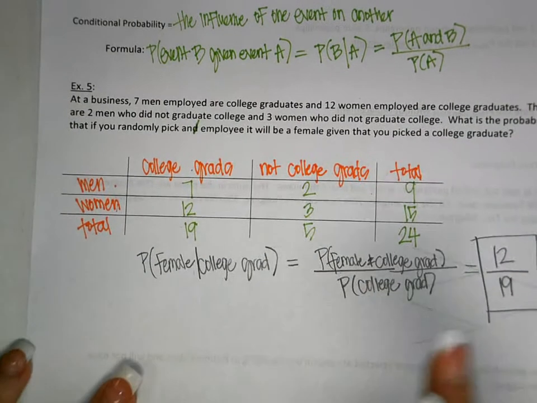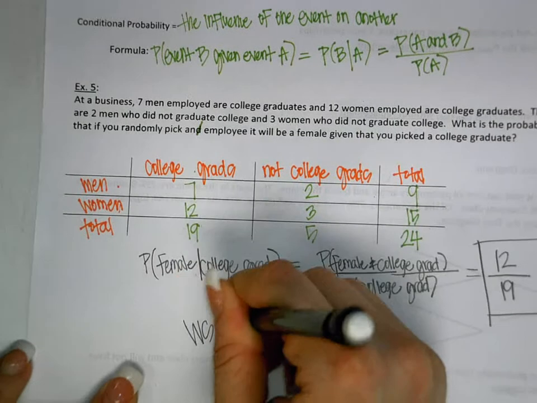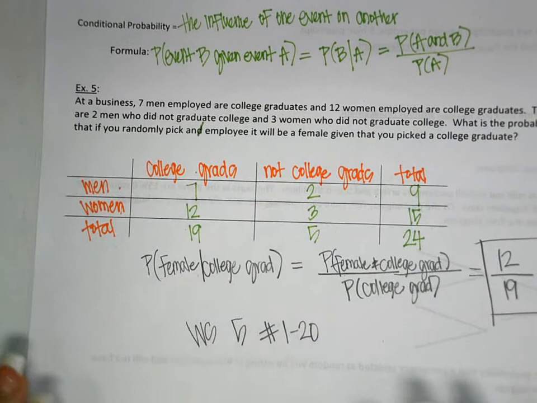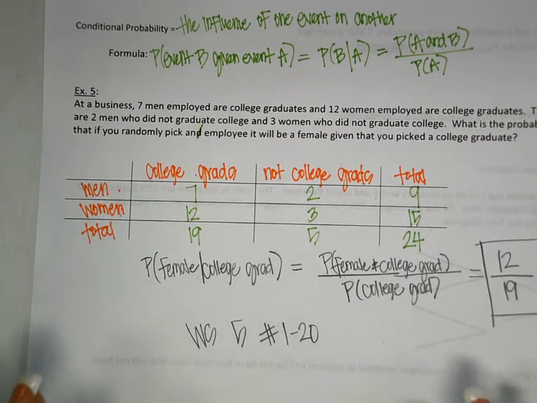Okay? Homework for this is going to be worksheet 5. You are doing numbers 1 through 20. So worksheet 5, numbers 1 through 20. Okay?